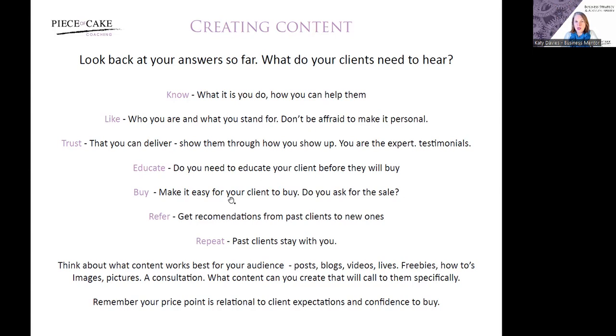Then obviously you need to make it easy for your client to buy. Do you actually ask for the sale in your content? Do you have links they can click on? Do you make it complicated for them? Often we spend so much time doing the know, like, trust bit, we forget to actually put out the sales post and say, here's the thing, would you like it? Because that's all sales is.